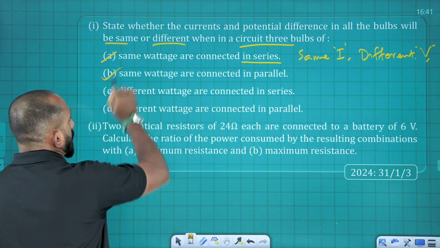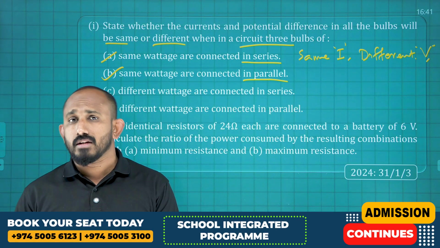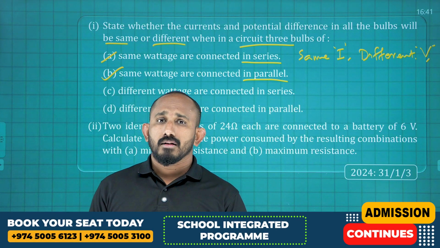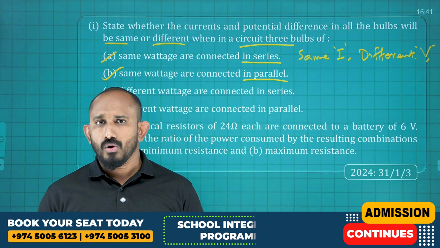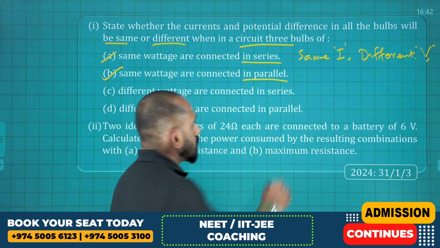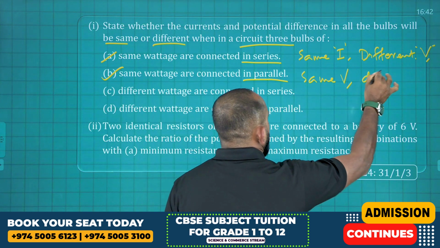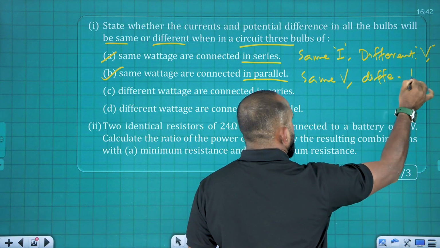Next one, B. Bulbs of the same wattage are connected in parallel. In parallel they are connected. In parallel the voltage will be the same across all of them, and the current will of course be different. So here, same voltage and different current.